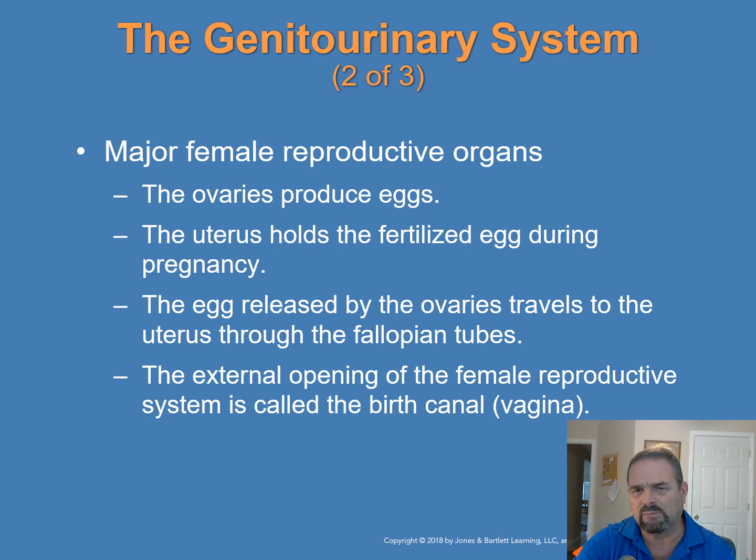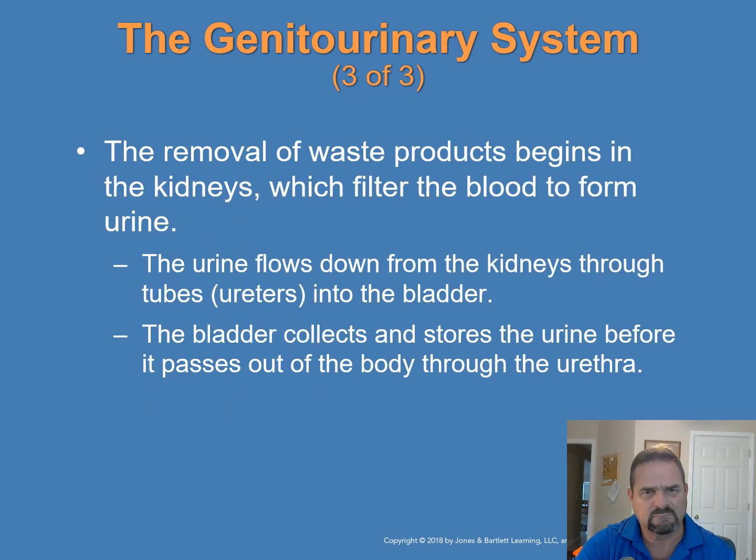The external opening of the female reproductive system is also called the birth canal, also known as the vagina. The removal of waste products begins in the kidneys, which filter the blood to form urine. The urine flows down from the kidneys through the tubes called ureters into the bladder. The bladder collects and stores the urine before it passes out of the body through the urethra.